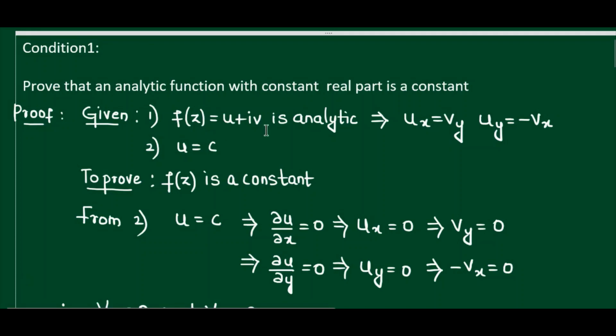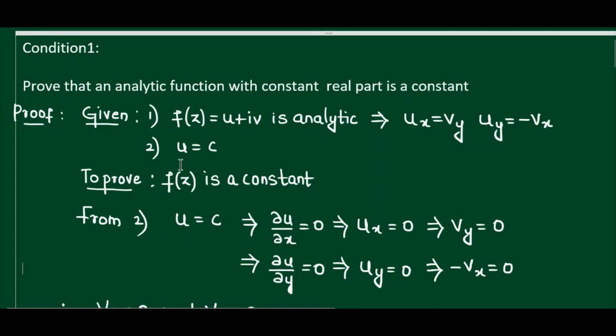f of z equal to u plus iv is analytic. From this, it is sure that it satisfies CR equations, ux equal to vy and uy equal to minus vx. And what is the second thing that is known? The real part is constant. So here u is the real part, so u equal to constant. Now what we have to prove? We have to prove that the function f of z is also constant.